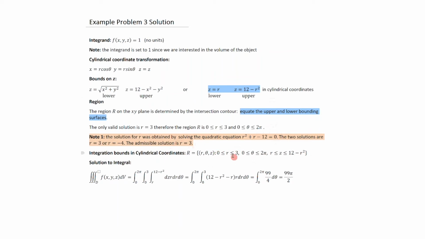So these now can be plugged into the integration bounds on the integral. And here you see it. So we're integrating with respect to z first, so that would be this inner integral, upper surface, lower surface. Then we integrate with respect to r. Upper is 3, lower is 0. Again, in this case, remember these are all surfaces.